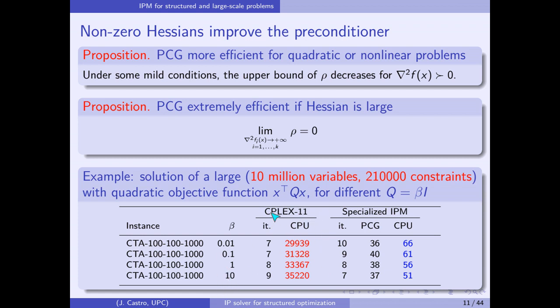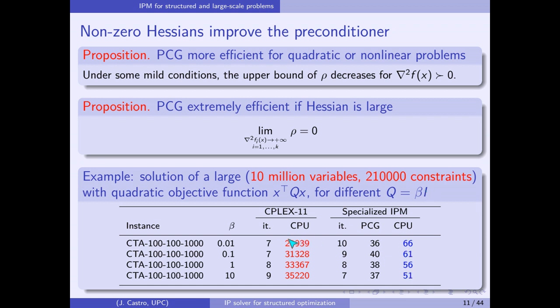And these are results using CPLEX and this specialized interior point method. So we see that increasing beta, the number of iterations and the CPU time with CPLEX, which implements a standard path following method, a standard interior point method, increases. In our method, the number of iterations is reduced and the CPU time is also less with the values of beta.